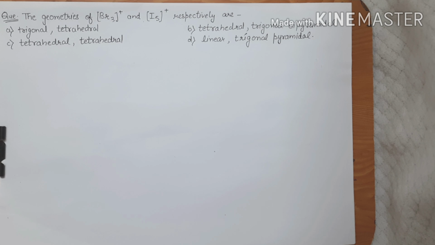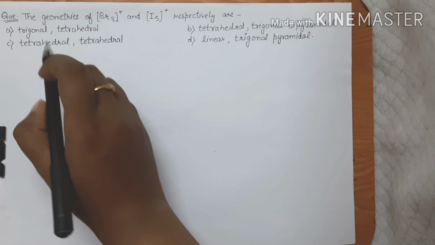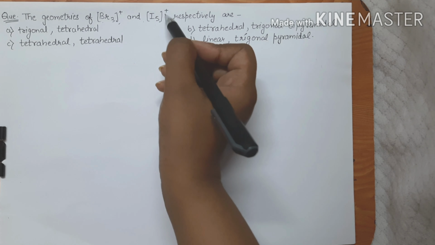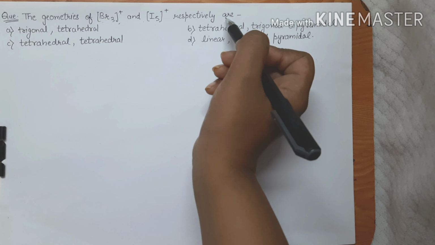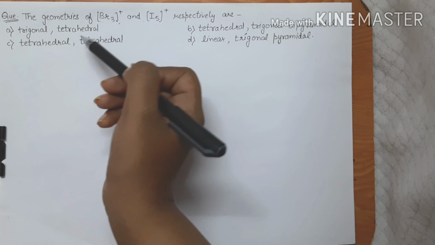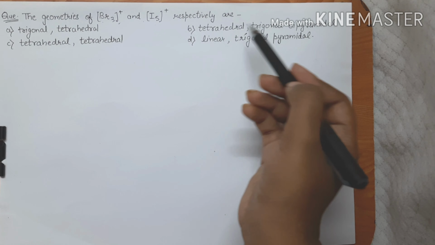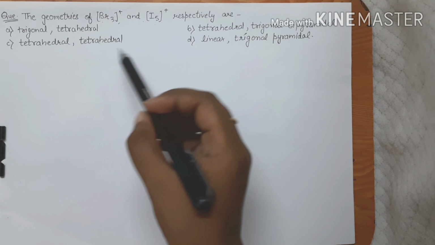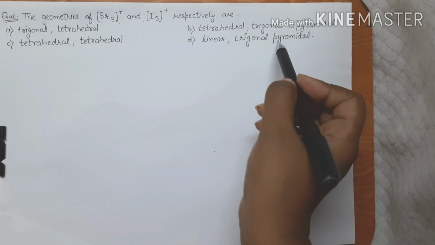So today we are going to solve some of the previous year questions of chemical bonding of CSIR NET exams. The first question is: the geometries of Br3 positive and I5 positive respectively are. Options are trigonal and tetrahedral, tetrahedral and trigonal bipyramidal, tetrahedral and linear and trigonal pyramidal.